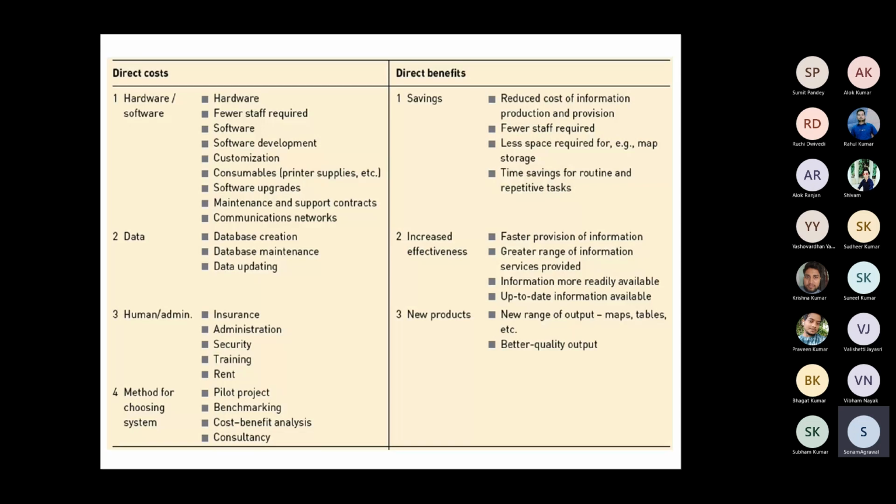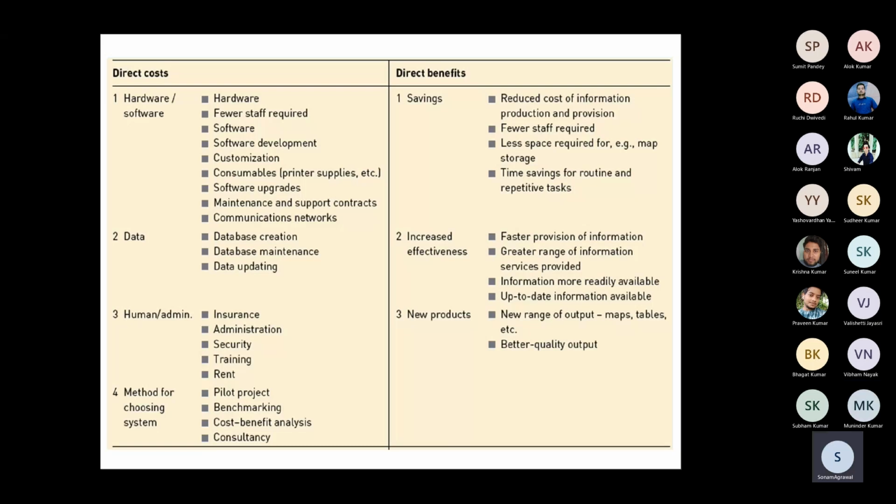Now, the second part: improvement in effectiveness, like faster provisioning of information, greater range of information services provided, information more readily available, up-to-date information available. These are all benefits of the system. How we are going to quantify that is an issue. Then another benefit is a new range of output maps, tables, etc., and better quality output. So these are all direct benefits.